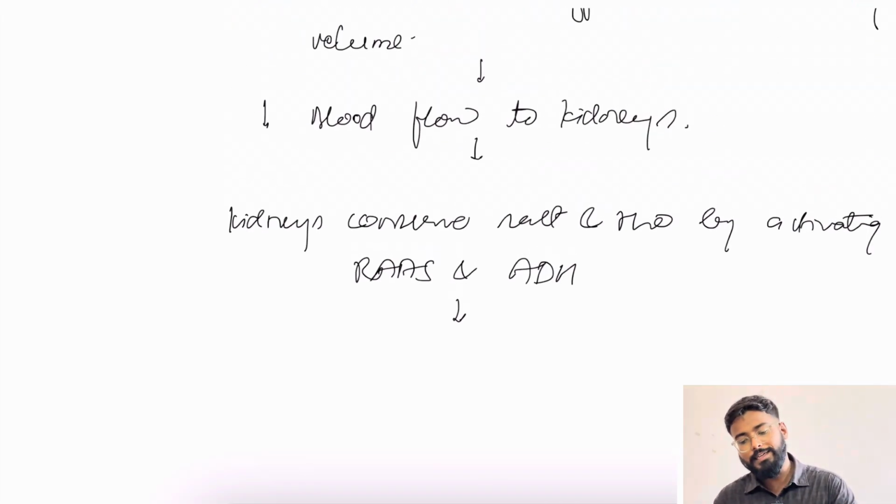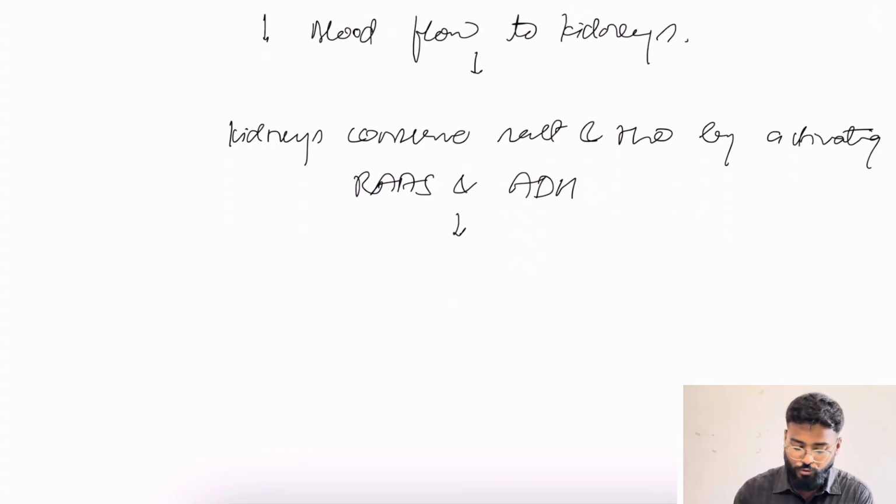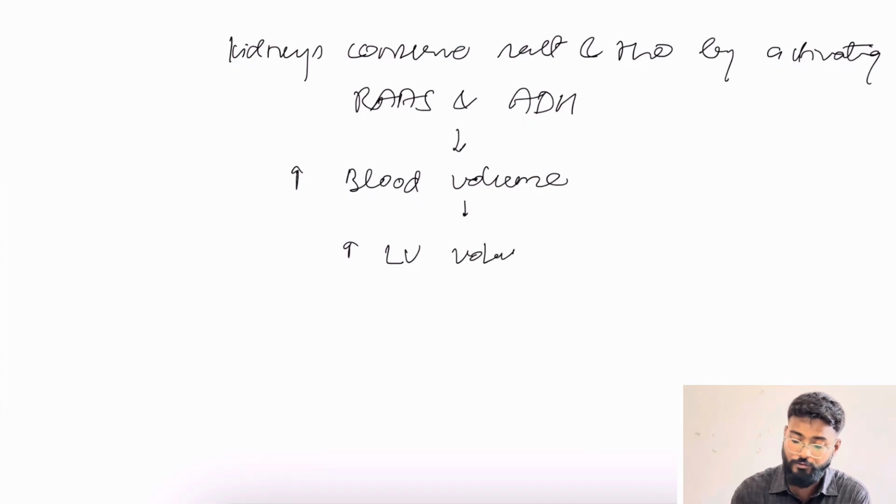So now the kidneys are activated because they are getting less blood supply, and they have a goal to conserve this salt and water in order to increase the blood volume. So they are going to increase the blood volume. So now blood volume is increased. As the blood volume is increased, the left ventricle volume is also going to increase. So there will be increased left ventricular volume, or left ventricular end diastolic volume.